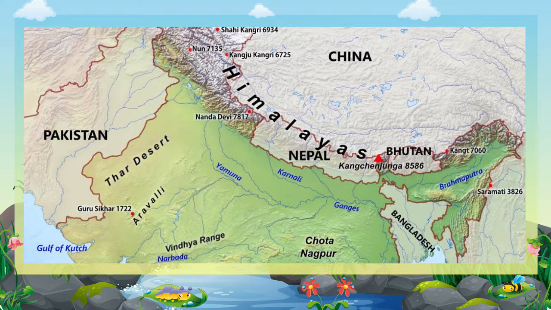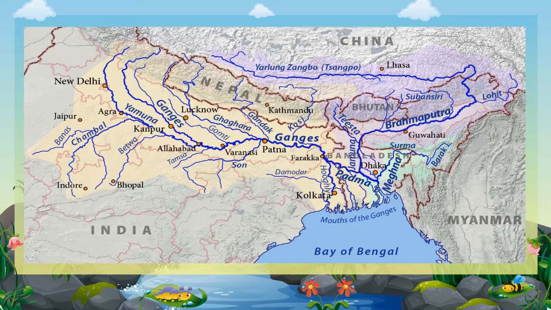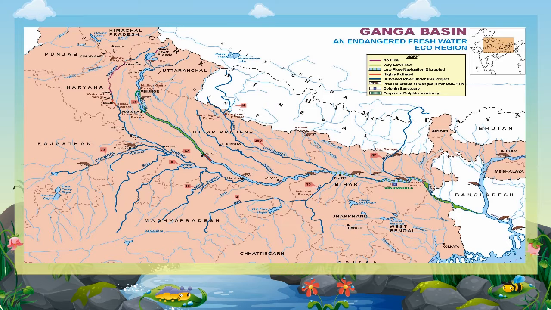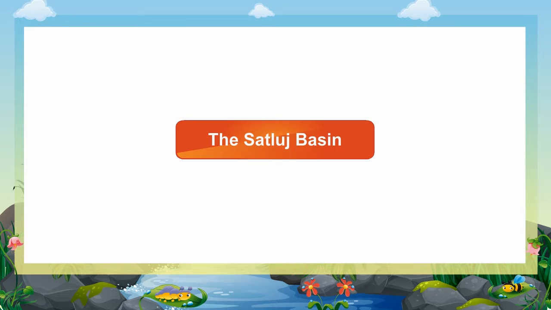It is fed by numerous rivers and is the source of fertile alluvium deposited across the region by the two river systems. Division of plains of northern India. The three great rivers, the Satluj, the Ganga and the Brahmaputra, divide the northern plains into three parts: 1. The Satluj Basin, 2. The Ganga Basin, and 3. The Brahmaputra Basin.